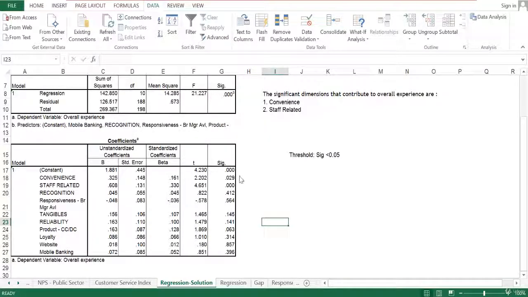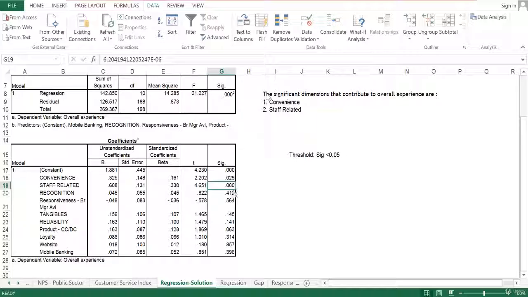If you see, only for convenience and staff related, the significance level is less than 0.05. For all others, it is greater than 0.05. So the interpretation of this would be that the most significant dimensions or parameters that contribute to my overall customer service index are nothing but convenience and staff related. These are the two most influencing variables for the overall experience of the customer.